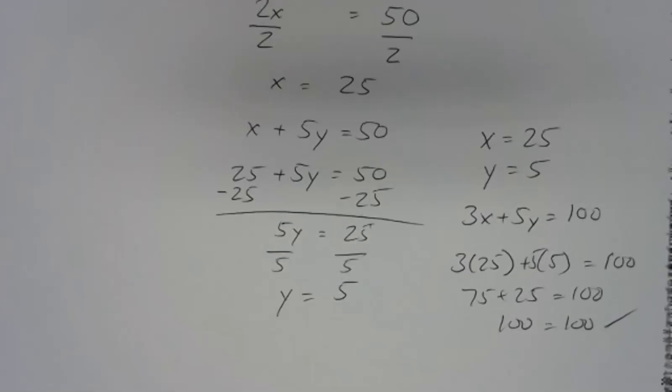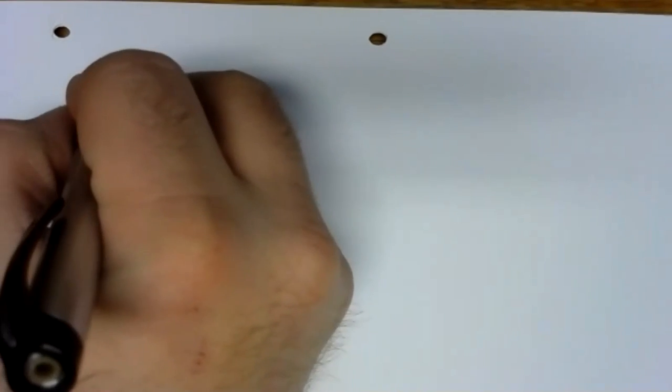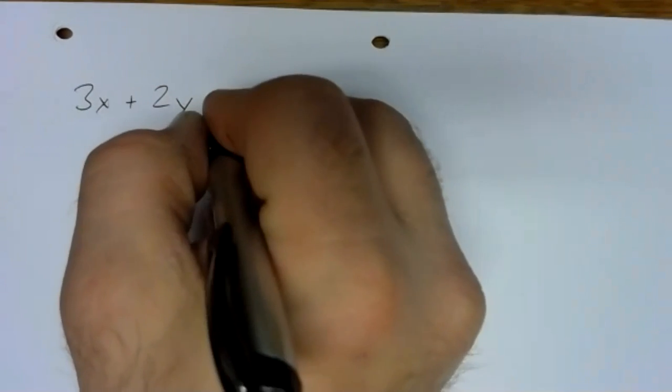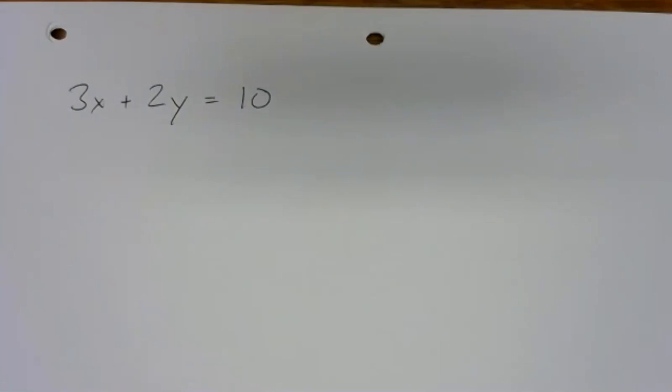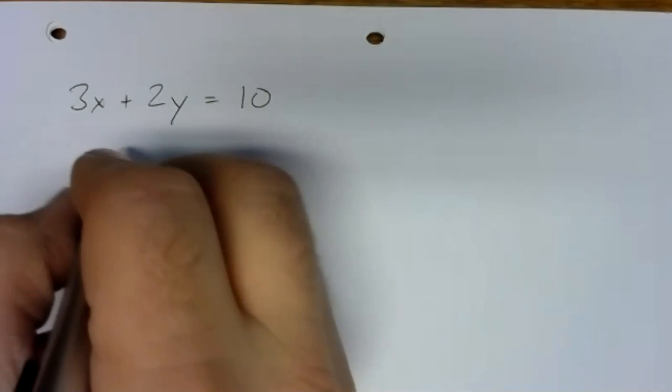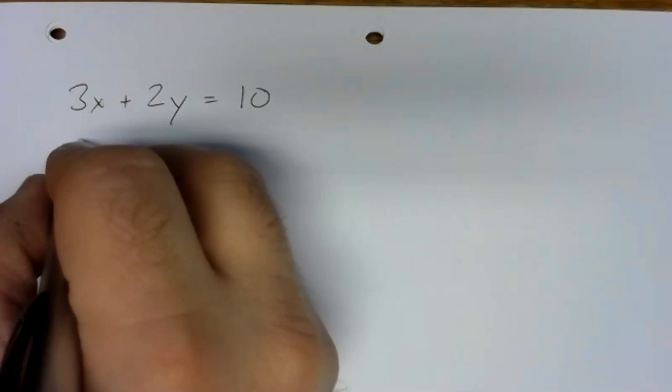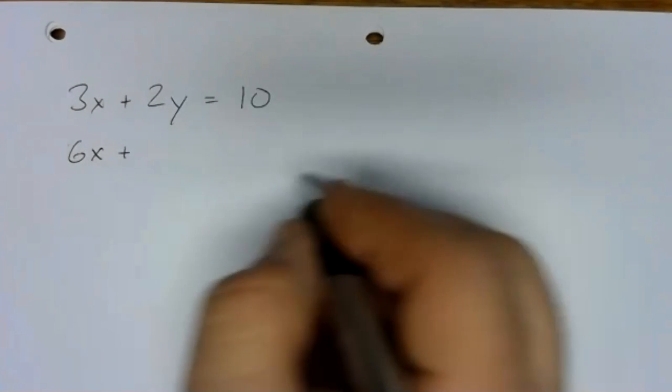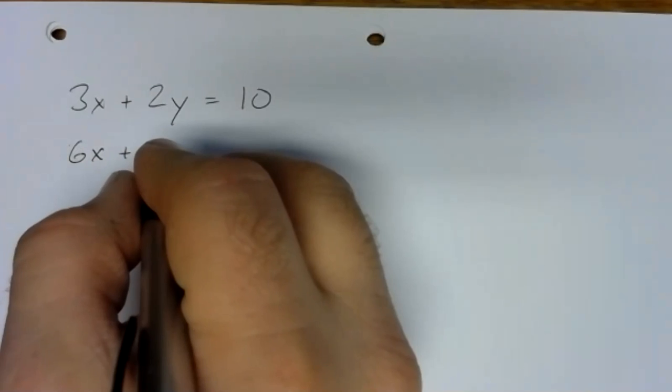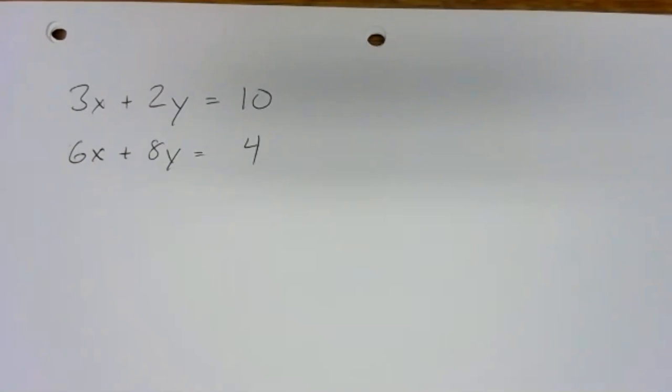All right, so let's try another one here that looks a little bit more complex, one where we're going to have to force some issues. So let's try 3x plus 2y equals 10, and let's say 6x plus 8y equals 4. Now, I'm just making these up. We'll be able to get a solution. I'm not guaranteeing the solution is going to look nice.